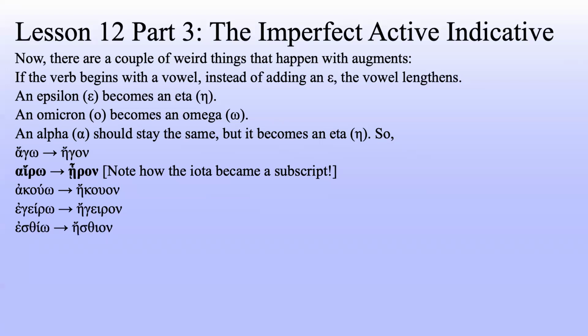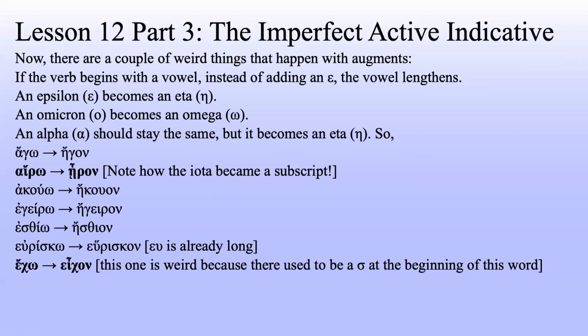Estheo becomes astheo. Again, the epsilon lengthens into an eta. Heurisco, that should be a rough breathing there, becomes heuriscon. Diphthongs are already long, so diphthongs stay exactly the same. Now, you might look at this and go, but how do I know that it's imperfect? Because it still has an imperfect ending. It still has a secondary ending. And it sort of has an augment. The augment is that it lengthened, but it was already long, so nothing changed. A little bit weird, but that's how it is.